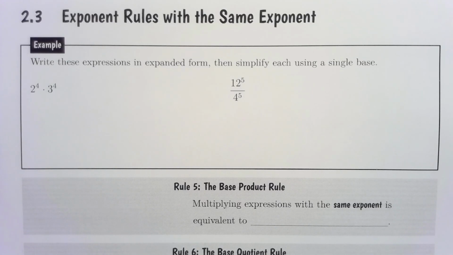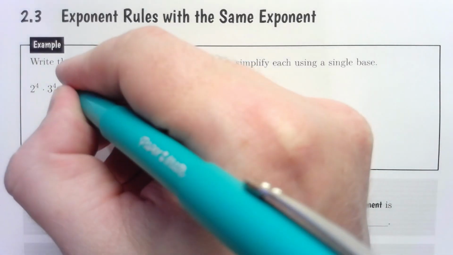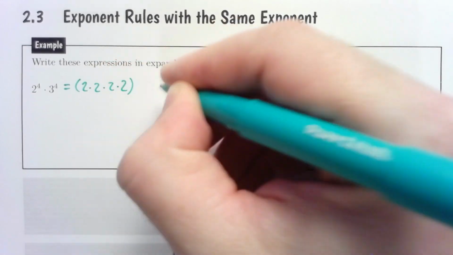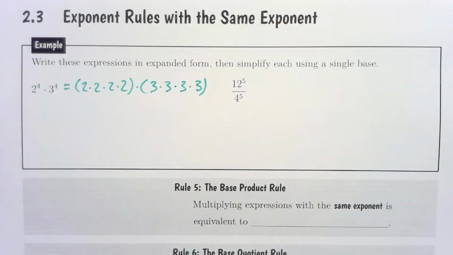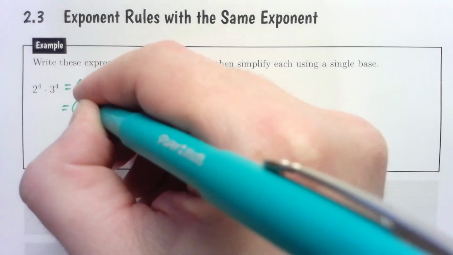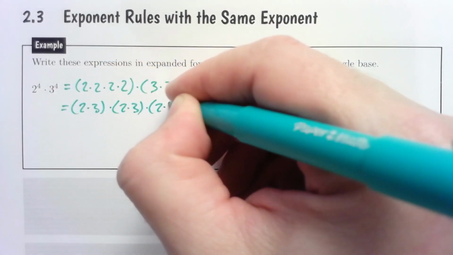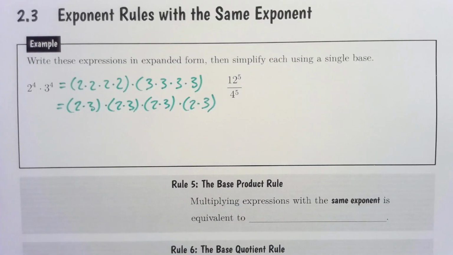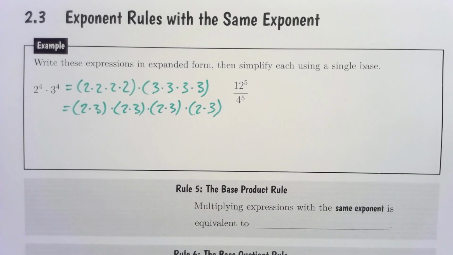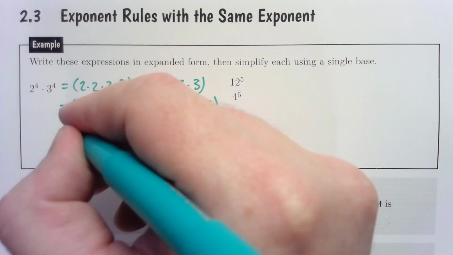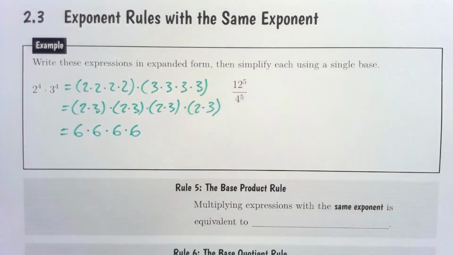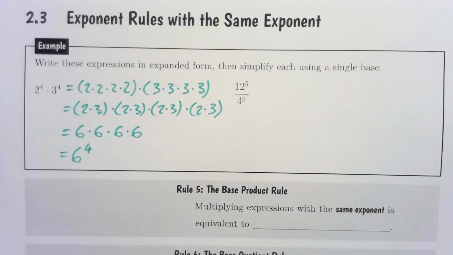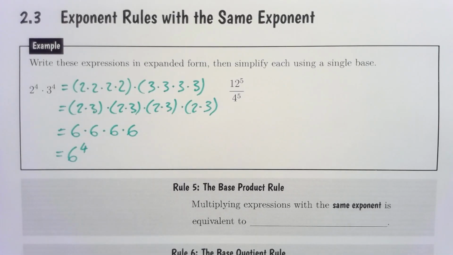So, if we have 2 to the power of 4 times 3 to the power of 4, we can write this in expanded form. Now remember, when we're multiplying, we can change the order of our factors without changing the value of the whole entire expression. So let's do that so that we pair each 2 with a 3. Well, if we do that, what we find is we're actually multiplying 6 four times, or 6 to the power of 4. Now notice this only worked because we had the same exponent, because each base of 2 was able to pair up with a base of 3. If we had different exponents, that wouldn't have been possible.